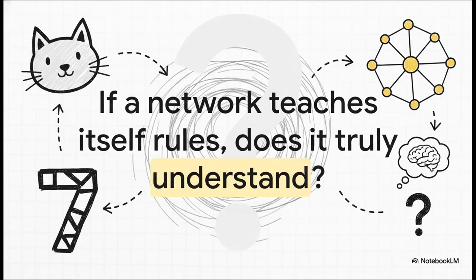Which leaves us with a pretty fascinating and kind of mind-bending question. We know the system has zero common sense. It has no awareness, no real concept of what a cat or the number 7 actually is. It's just an incredibly sophisticated pattern matcher. So, if a network can teach itself the rules just by tweaking millions of numbers, can we really say it understands what it's doing? That's something to chew on.